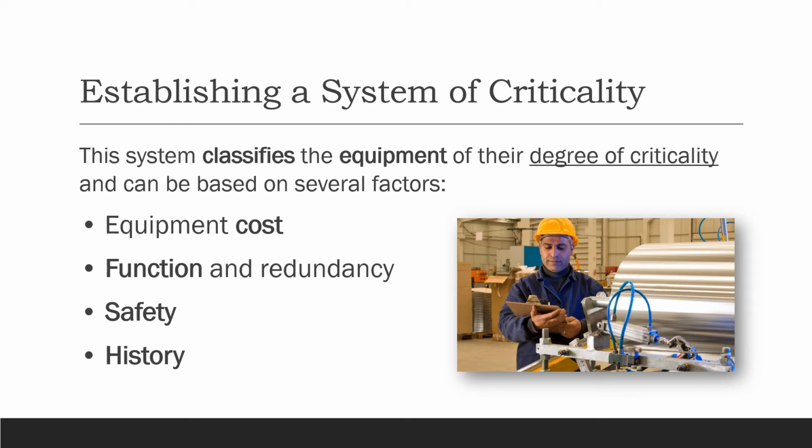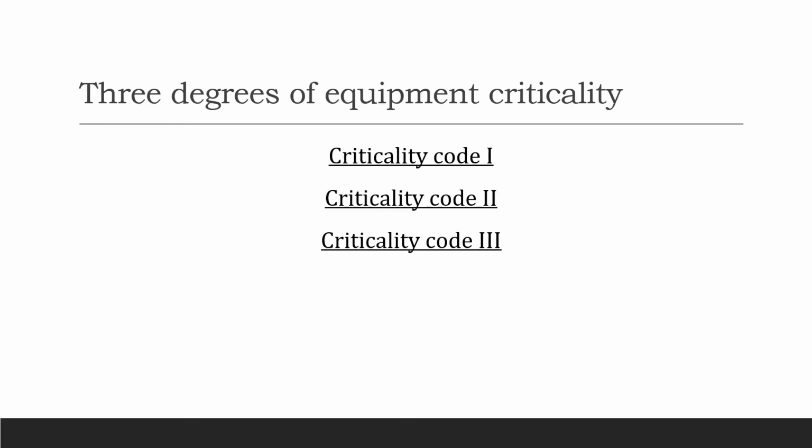We classify the equipment, so we have three codes: criticality code 1, 2, and 3. Don't confuse this with programming code. We're not talking about that. These codes are for big systems, physical systems, not computer software code. This is a code that you can see and read. So these degrees of equipment criticality have 3 categories, 1, 2, and 3.